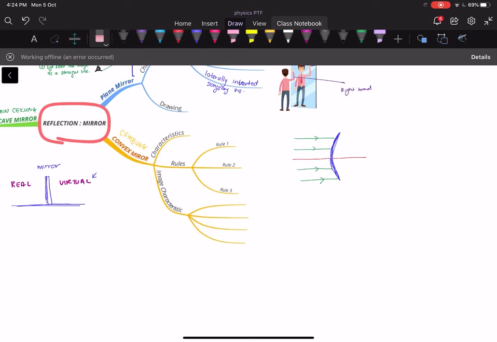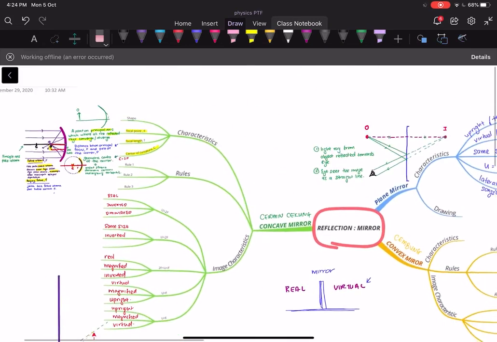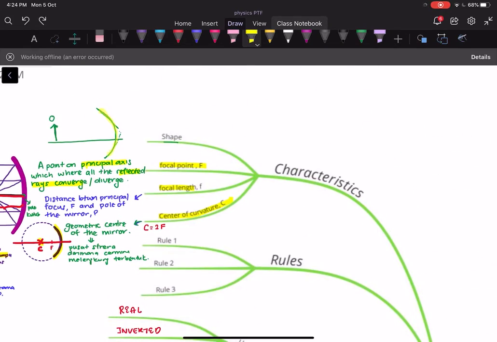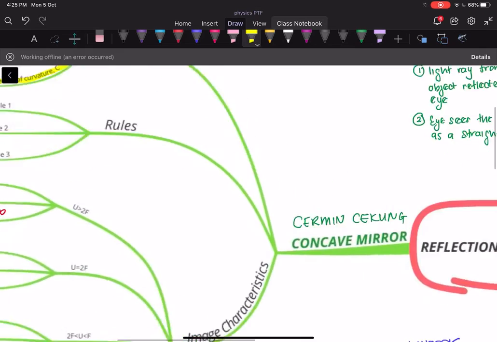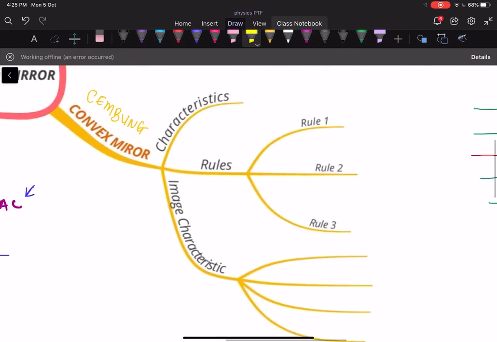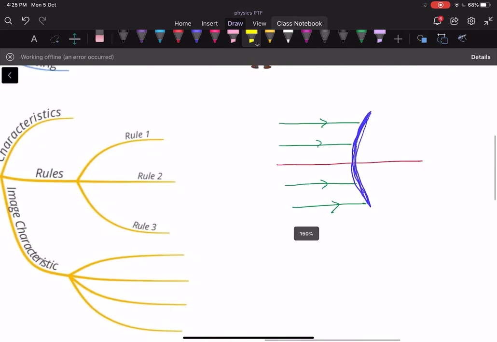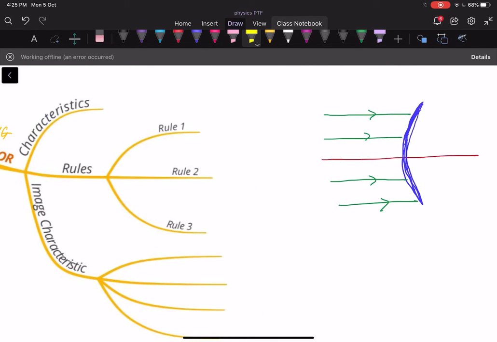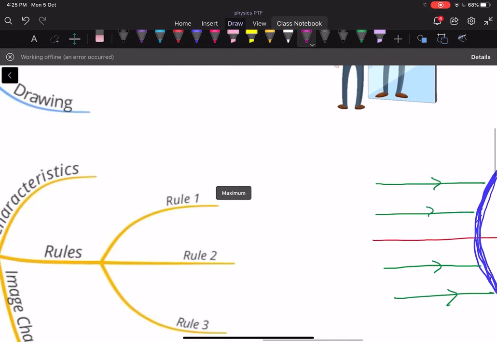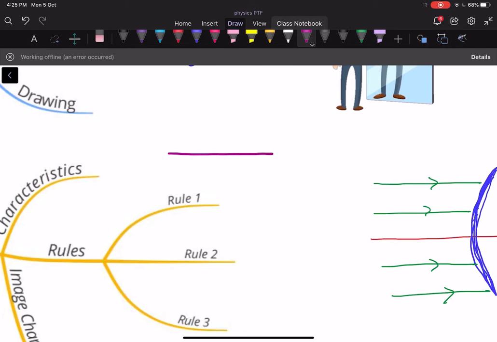If you look at what happens in a concave mirror, or cermin cekung, the curve of the mirror is exactly facing the object. Whereas with a cermin cembung, the curve of the mirror is no longer facing the object, but instead facing the opposite side. So let's say I have a mirror, a principal axis, paksi utama, and this is the object. Katakan ini objeknya, maka cermin dia akan melengkung pada arah berlawanan dengan objek. So the mirror is curving on the opposite side.